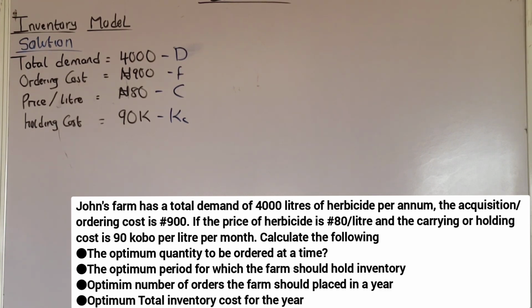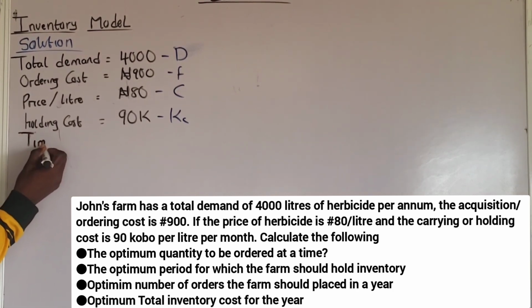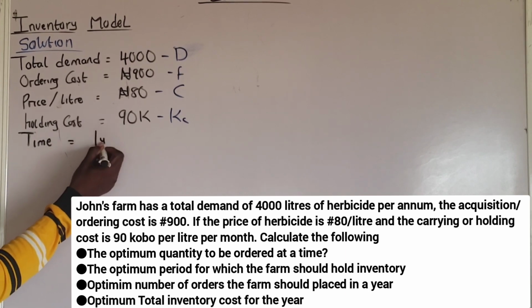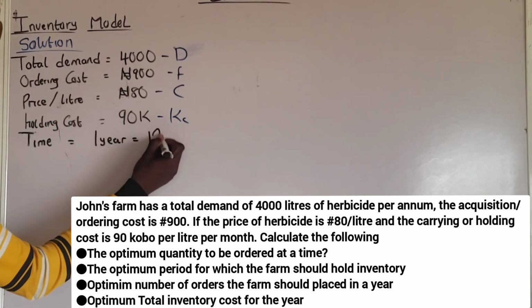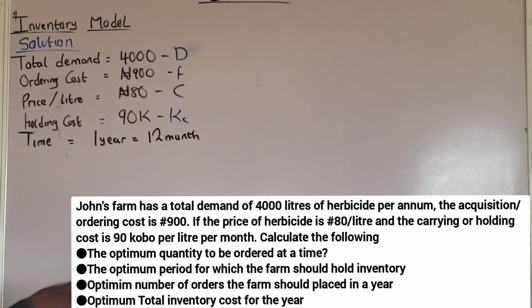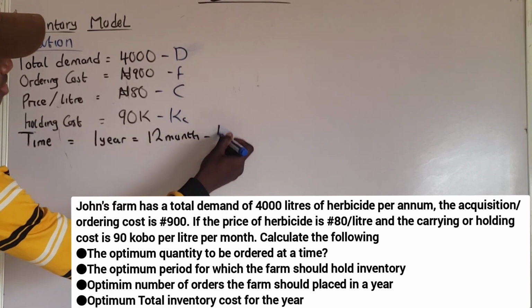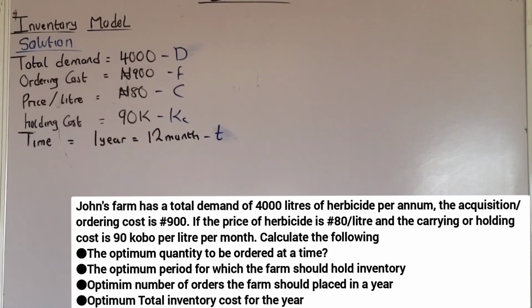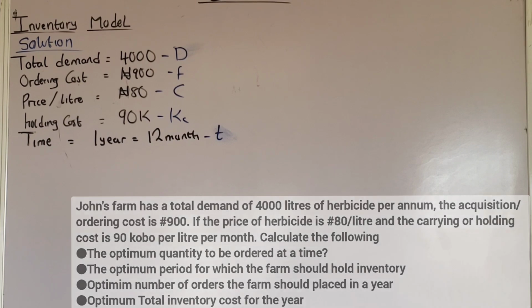So the time is 1 year, and 1 year is equivalent to 12 months. We're going to call that one small t. Now, with respect to the parameters that we are given, we can proceed to calculate the first question, the optimum quantity to be ordered at a time. We are going to use this formula to determine it.